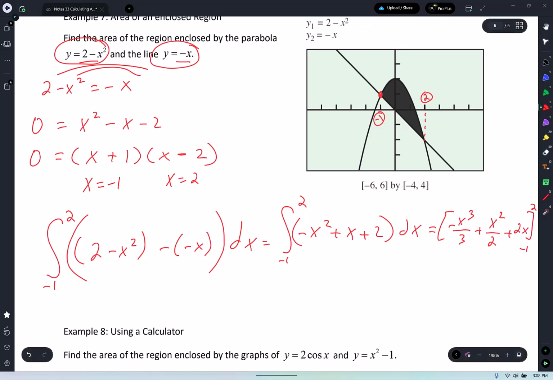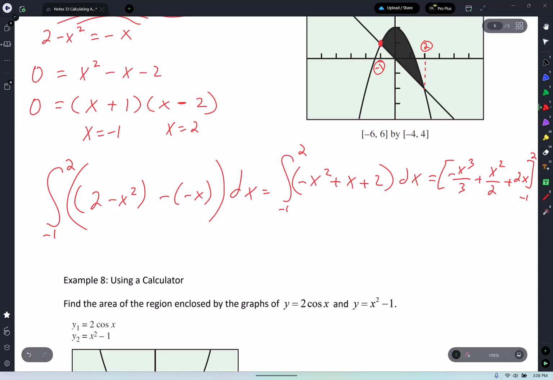You guys ready for the algebra part? Yeah. Here's the algebra part. I'm going to put it way over here. Open parenthesis. Negative 2 to the third power is negative 8, so I'm going to write negative 8 over 3. Plus 2 squared is 4. 4 divided by 2 is 2, so plus 2. Plus 2 times 2 is 4. Close parenthesis. I don't see any mistakes.